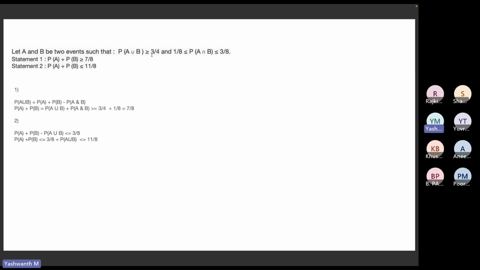Because your A union B is at least 3 by 4 from this question, right? 3 by 4 plus 1 by 8, it is greater than or equal to 7 by 8. A union B is at least 3 by 4 and A intersection B is at least 1 by 8. That is what we are using here, 3 by 4 and 1 by 8.